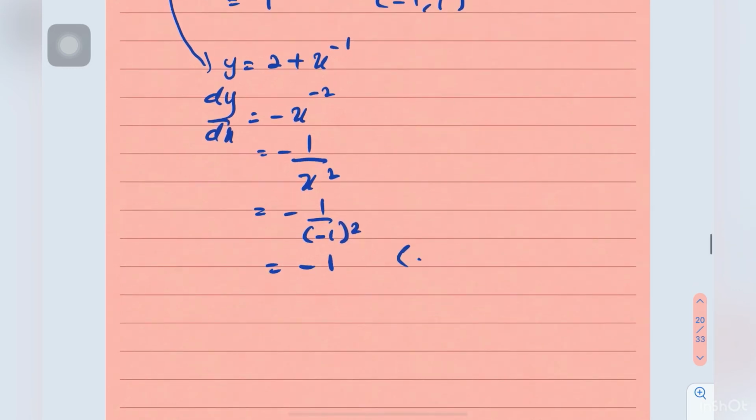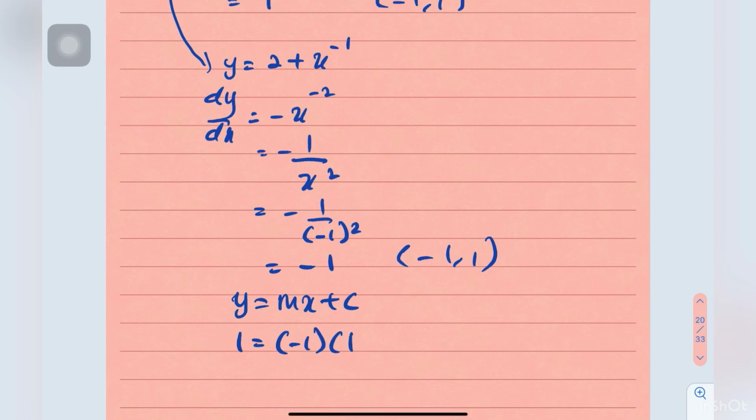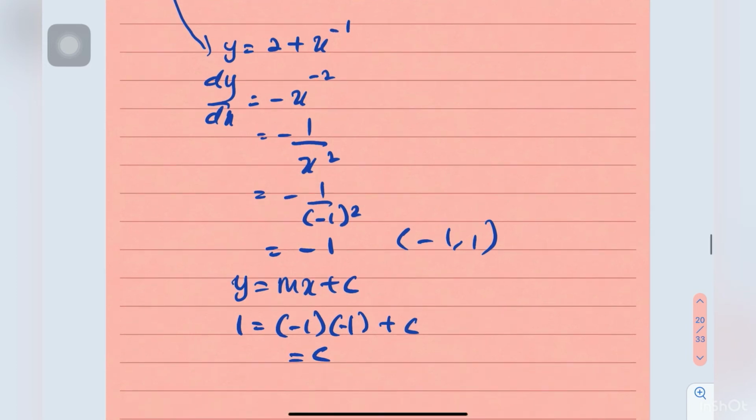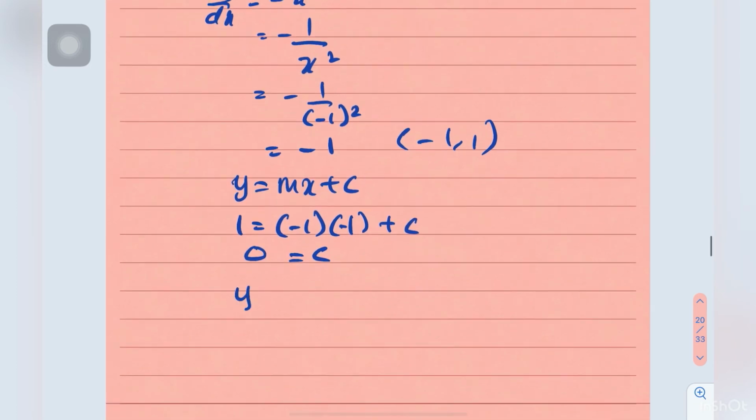So we have the point (-1, 1) into y equals mx plus c. y is 1, m is negative 1, x is negative 1. Okay, plus c. So c is 1 minus 1. c is 0. So the equation is y equals negative x. So this is the equation of tangent.